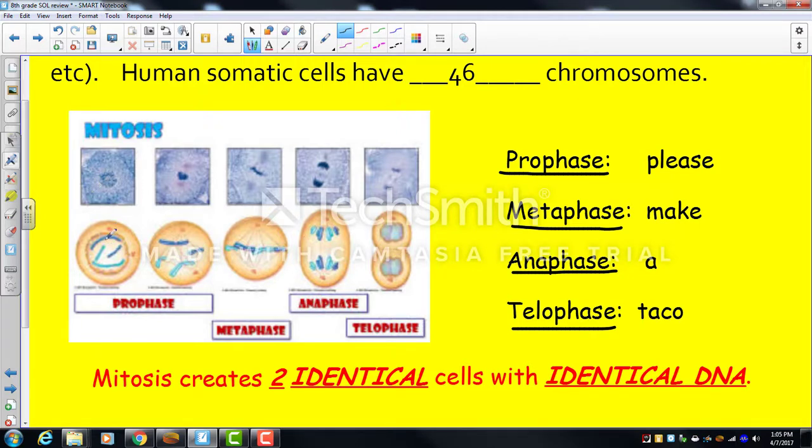In prophase, the chromosomes condense. Sorry, erase that. In metaphase, they line up in the middle. In anaphase, they start to pull away from each other, A for away. And in telophase, two new nuclei. You can see how in telophase it looks like an eight. The cell has not completely pinched apart yet, but there are two new nuclei and the chromosomes go back to normal. And then in cytokinesis, these two cells actually do pinch apart.